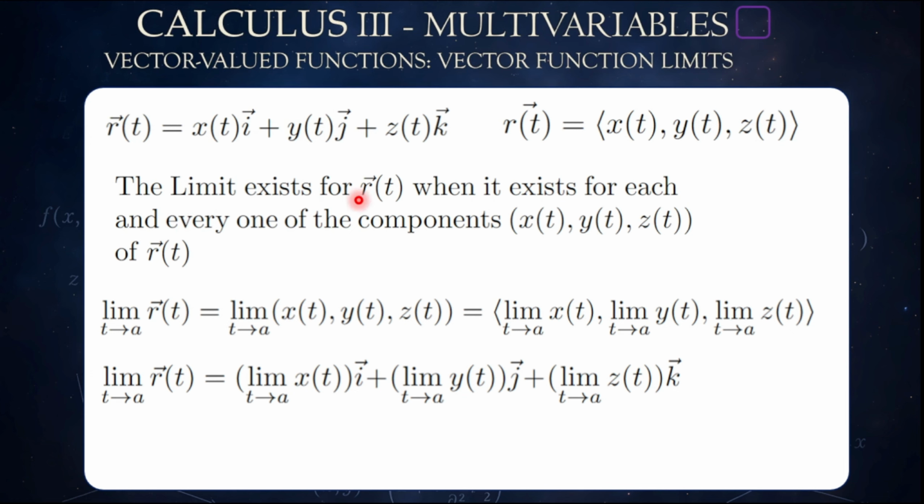The limit exists for r of t when it exists for each and every one of the components x of t, y of t, and z of t of r of t. Limit of r of t when t goes to a is equal to the limit, t goes to a, for the three components respectively: limit of x of t when t goes to a, limit of y of t when t goes to a, and limit of z of t when t goes to a. It can also be written using this form: limit of x of t, t goes to a, multiplied by i, plus limit of y of t, t goes to a, for j, and limit of z of t when t goes to a for k.